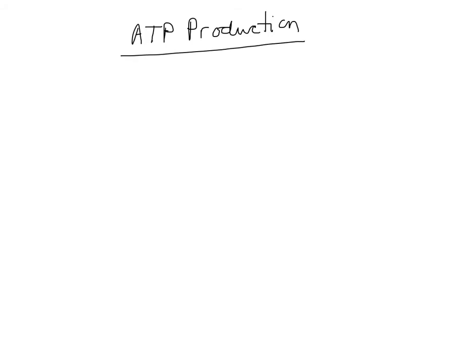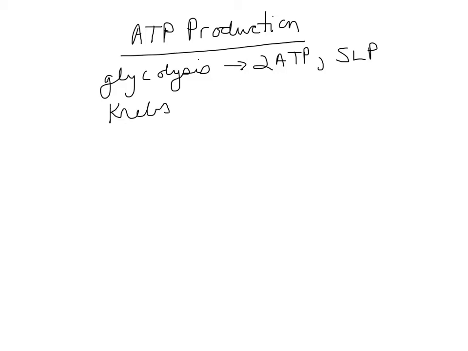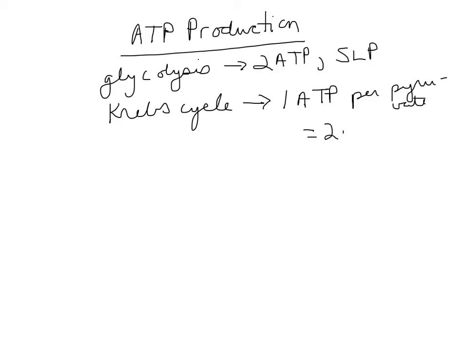Which is what the cell really accomplishes by doing aerobic respiration. During glycolysis, we had 2 ATP, and they were made by substrate level phosphorylation. During the Krebs cycle, we had 1 ATP per pyruvate, which is 2 ATP per glucose. Okay? And that's also made by substrate level phosphorylation.